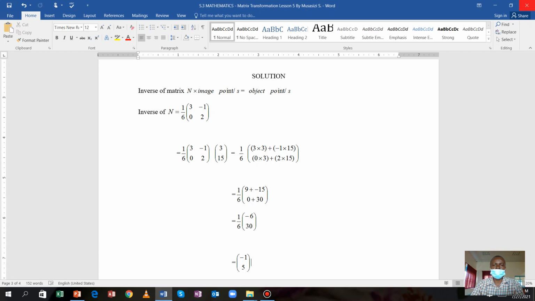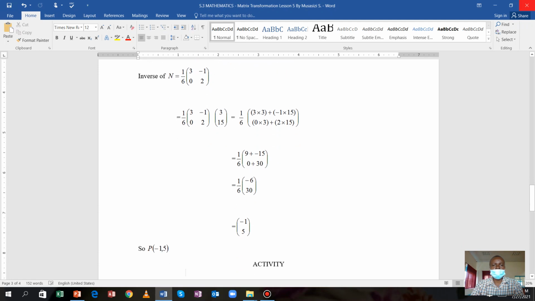I've still maintained the 1 over 6. The other time it was 1 over 11. Then from here I multiply, then I divide by 6. So I get my negative 6, multiply it by 1, I get negative 6, divide by 6, you end up getting negative 1. Then you get 30 times 1, it is 30, divide by 6, you get 5. So that's the column vector, negative 1, 5.